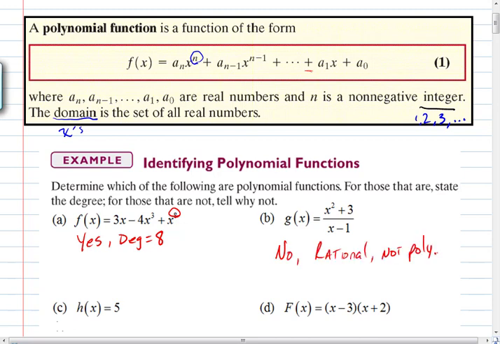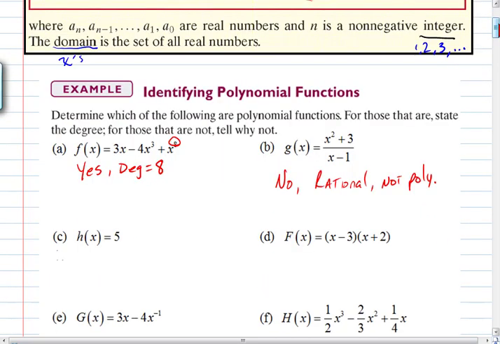What about C? Is this a polynomial function? Oddly enough, this is a yes. The degree here is, because we could stick a term on here, 5 times x to the 0, because remember, anything raised to a power of 0 is 1, and 5 times 1 is 5. So we would say that the power here is 0, so the degree is 0. A constant actually is a polynomial function.